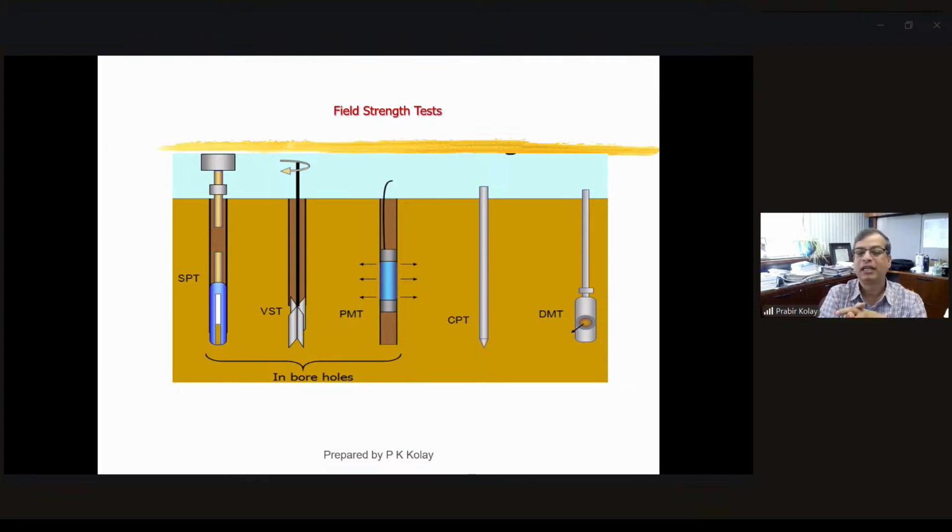Then the pressure meter test, as I mentioned, so we just apply pressure in the lateral direction. So how much is the resistance offered on the side? So easily you can calculate how much is the stiffness of the soil. And there are correlations. The CPT, as I mentioned, is the cone penetration test. So you can just push it into the ground. You can also collect the soil sample if you attach a special attachment, and then you can collect the soil sample from there. And then also the dilatometer test.